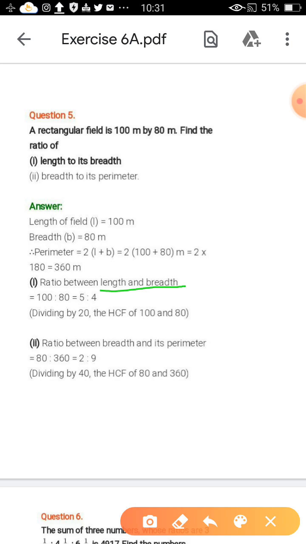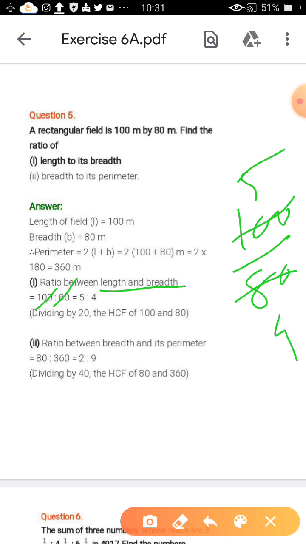Length is how much? 100. Breadth is how much? 80. So find the ratio, 100 as to 80. So 100 upon 80, divide by 20. 4 and 5, that means 5 upon 4. That means what ratio did we get? 5 as to 4. I have written the ratio here.